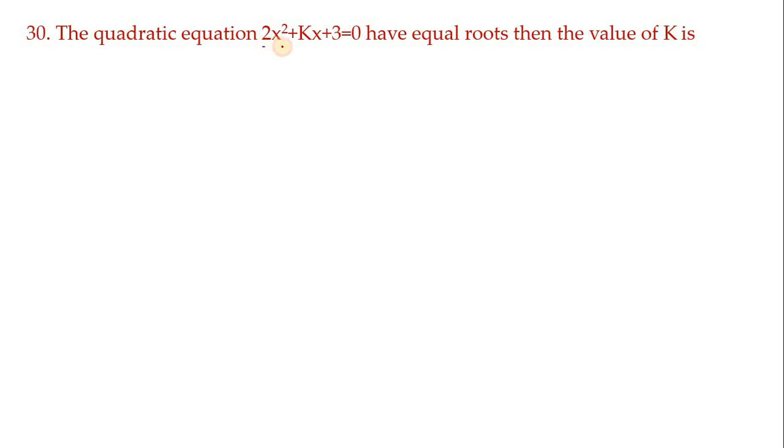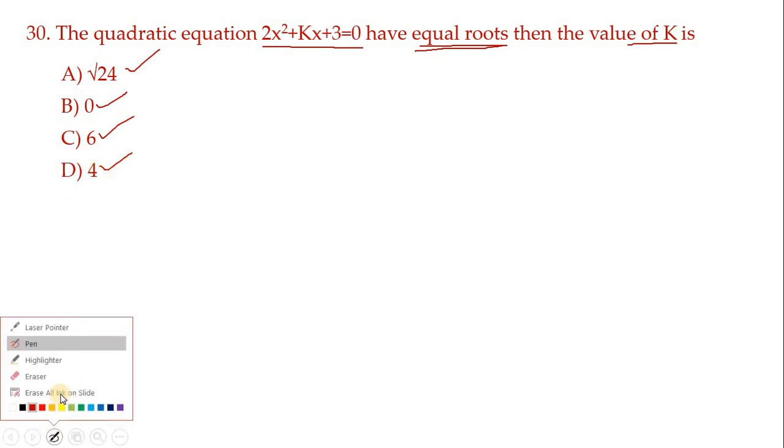The quadratic equation 2x square plus kx plus 3 equals 0 has equal roots. See, now they are talking about equal roots. Then the value of k is, options are root 24, 0, 6 and 4. So earlier we solved one problem like this. There they said real roots. So when they talked about real roots, two options will be there. Here they are talking about only equal roots, hence only one option will be there, that is D equals 0. So before that, look at the equation.